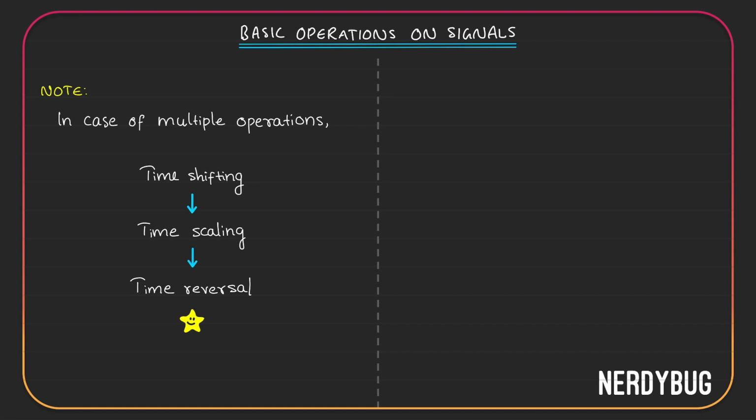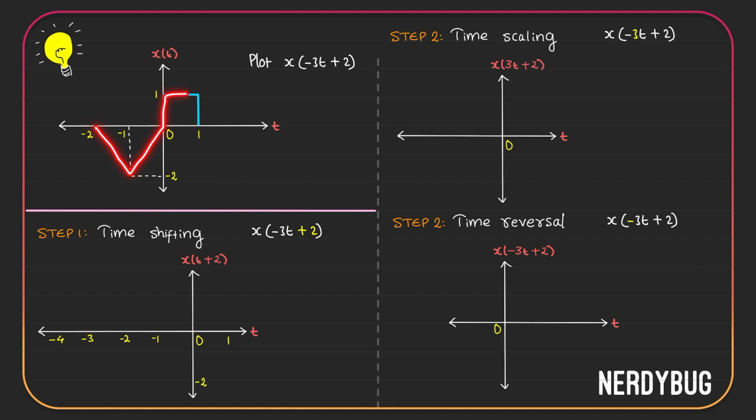Let us do an example where we have to do all of these. x of t looks like this. What we have to plot is x of minus 3t plus 2. So this 3t corresponds to time scaling, plus 2 corresponds to time shifting. The negative corresponds to time reversal. According to the order that we just learned, we have to do time shifting first, then time scaling, then time reversal.